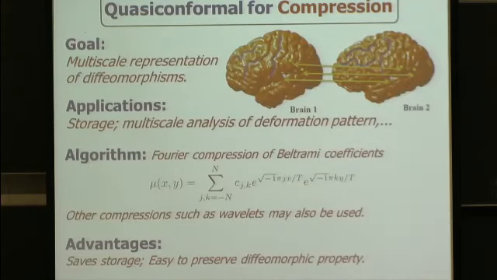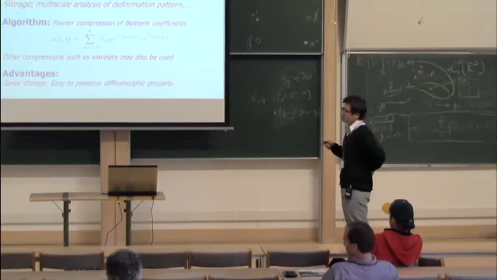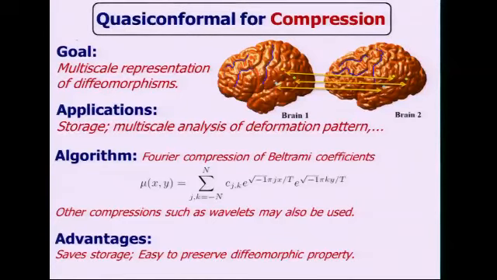So using this Beltrami representation, we apply it to different medical imaging applications. One of these is the compression of diffeomorphisms. The goal is to find a multi-scale representation of diffeomorphisms, for example for the purpose of compression of registration, or to do multi-scale analysis of deformation patterns. This is actually motivated by a practical problem that doctors from the UCLA Medical School asked us to work on. In that project, what we need to do is study the deformation patterns of about 1,000 hippocampus surfaces over different times. So we have many diffeomorphisms between surfaces.